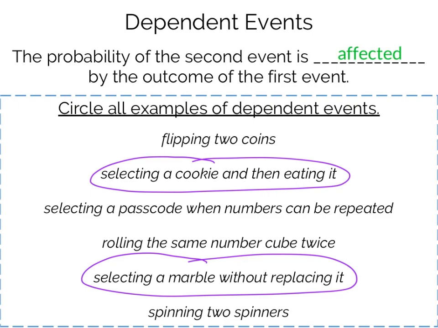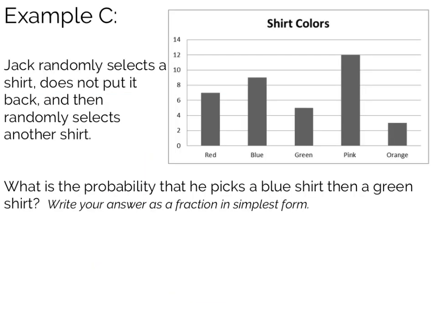And spinning 2 spinners, they are going to be an independent event because they are not going to affect each other. So now that we've talked about dependent events, let's take a look at an example. Here in example C, Jack randomly selects a shirt, does not put it back, and then randomly selects another shirt. What is the probability that he selects a blue shirt and then a green shirt?